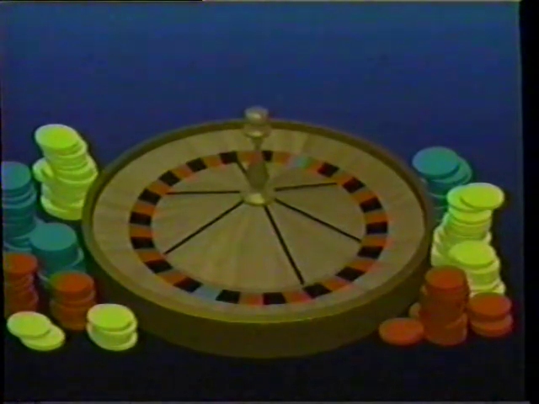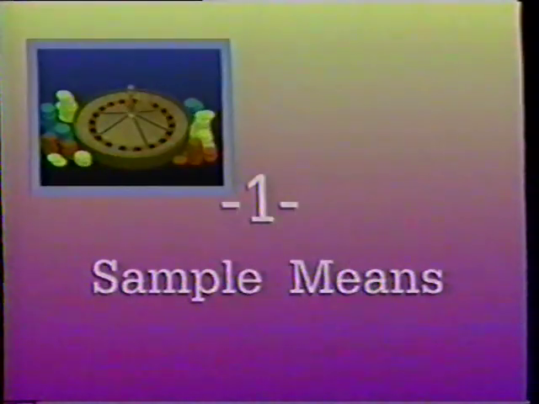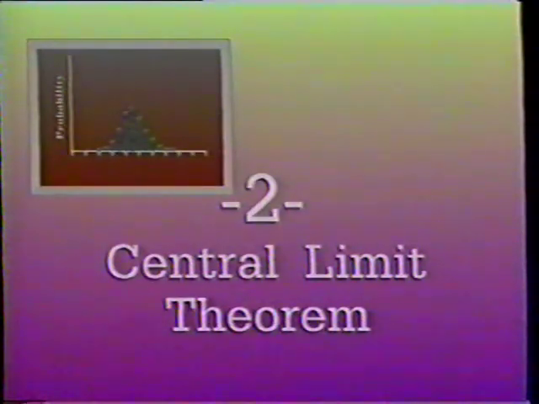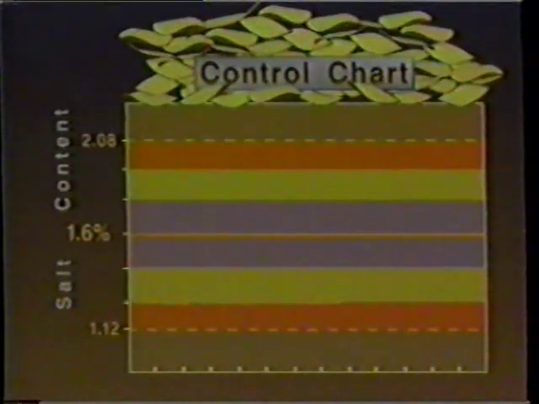We'll see that analyzing the distribution of sample means can help us understand random phenomena like roulette. We'll learn about the central limit theorem and how it makes predictions of probabilities possible. And we'll move on to see how control charts help businesses turn out better products.